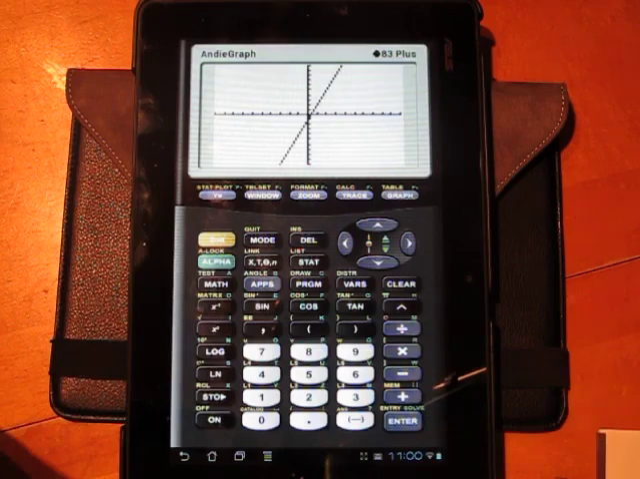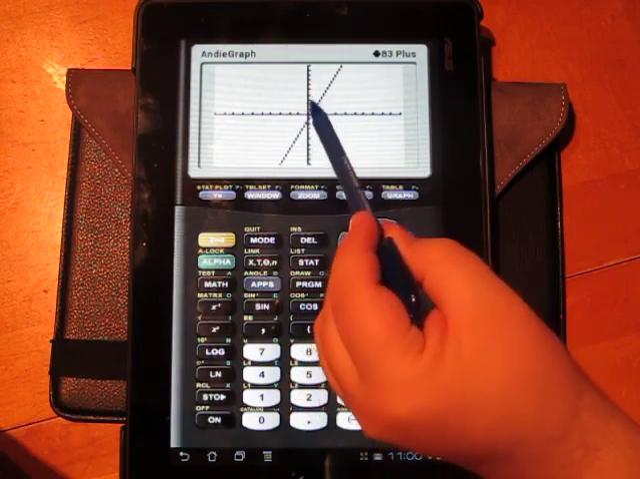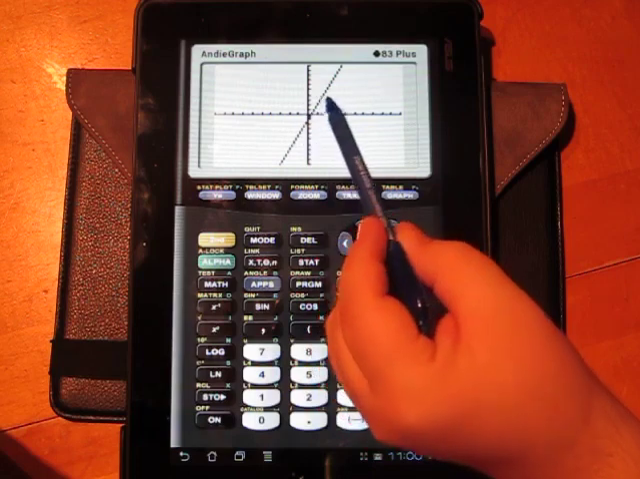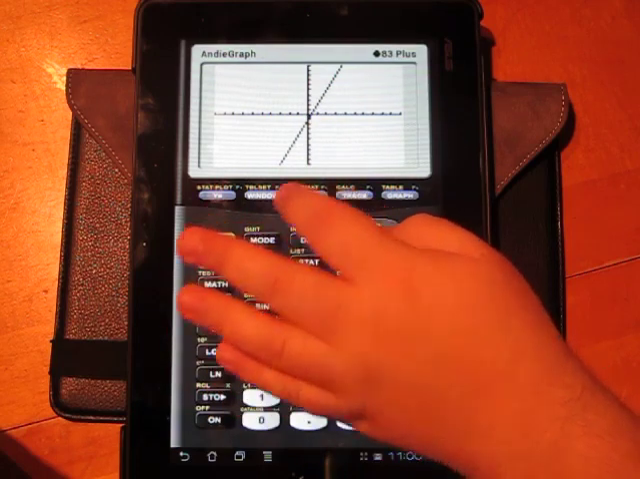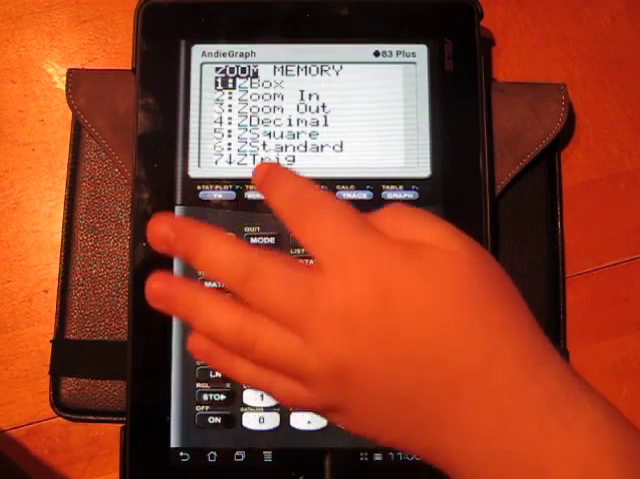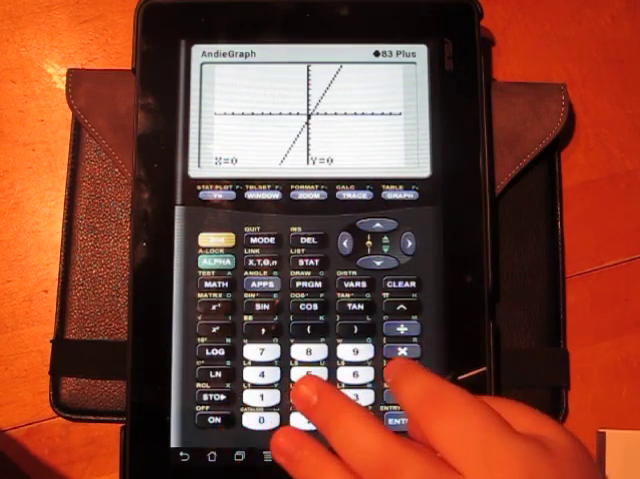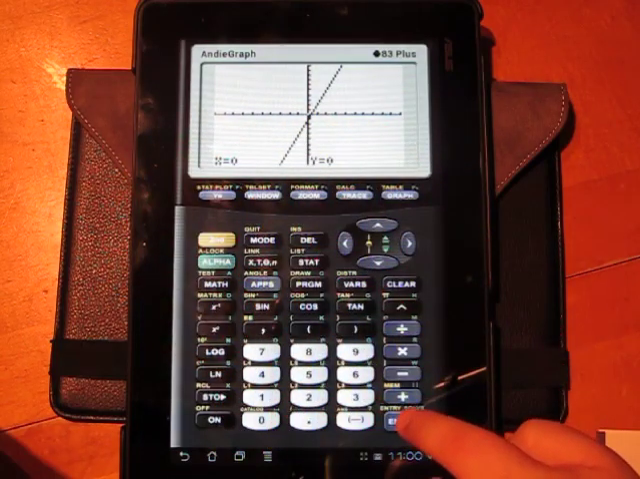And you can see right here in the middle, we're all muddled up. Everything's right around here, but they aren't exactly lined up. So what I want to do is zoom in a bit. I can just hit the zoom and then choose number 2 to zoom in. And it says where do you want to zoom in around. I'm going to zoom right in around 0, 0 there.